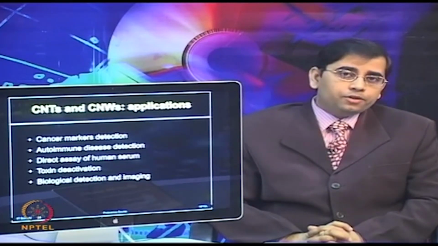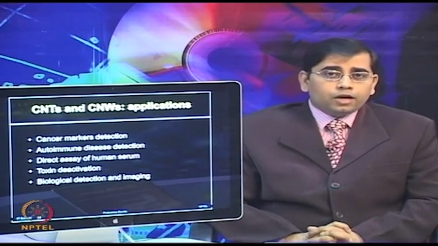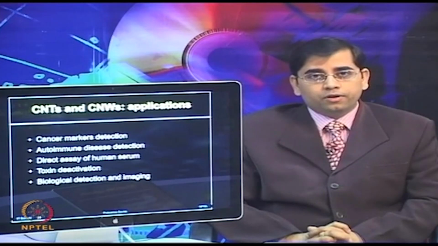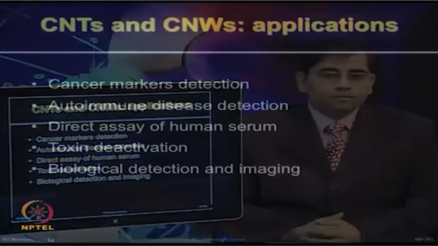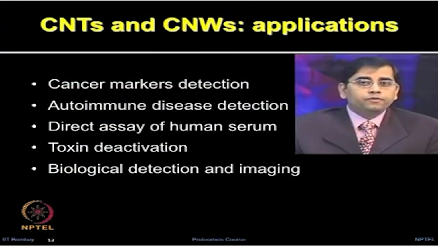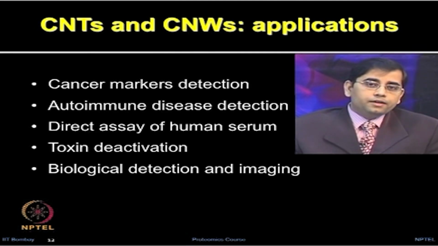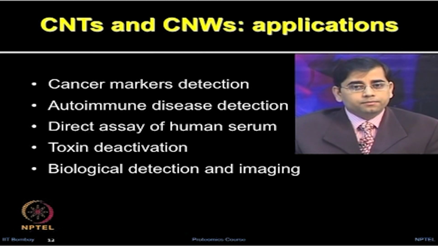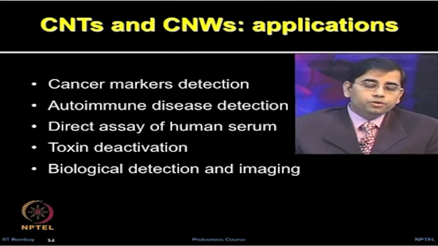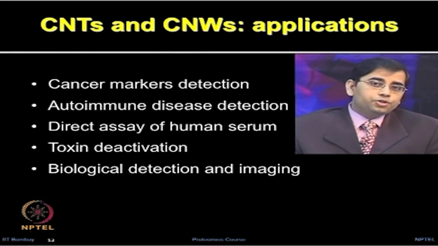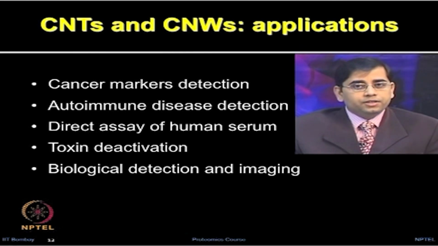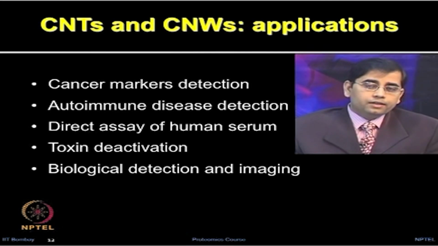Now, let us discuss briefly various applications. So, carbon nanotubes and nanowires have shown unlimited potential for various applications in different fields. Here we are just talking about the context of proteomics. For the proteomic applications, people have performed various types of clinical studies and used nanotubes and nanowires to test the potential of these nanotechniques for cancer biomarker detection. It has also been used for autoimmune disease detection, direct assaying of human serum, deactivation of toxins, biological detection and imaging. These are just a very small list of unlimited applications which have emerged out of these potential techniques.